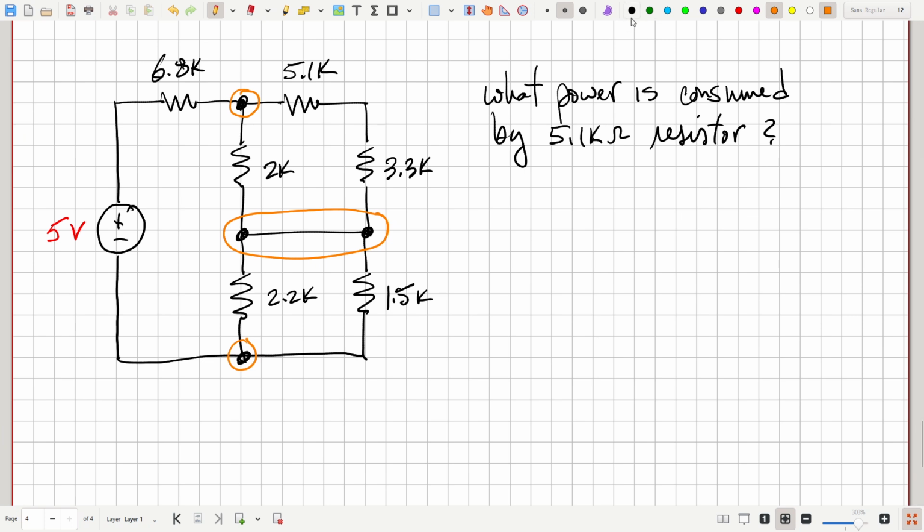Now we're going to choose a voltage reference. Well, this node is connected to a terminal of a voltage source, so that probably is our best bet. So we'll take that one, and then that will be 0 volts. And then we'll call this unknown node voltage V1 and this V2. So we've got two unknown voltages.